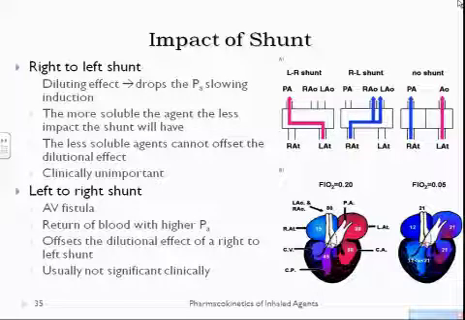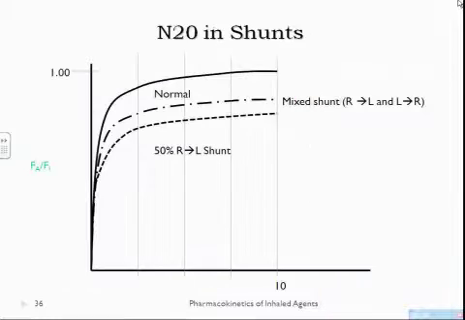What about somebody who has a left to right shunt, like an AV fistula? In this situation, the returning blood actually has a higher concentration on the arterial side, and it offsets the dilutional effect of a right to left shunt, and usually, again, it's not something that clinically you have to worry about too much. You don't see the difference there. So shunts really don't make a difference clinically, is what I'm trying to show you here.